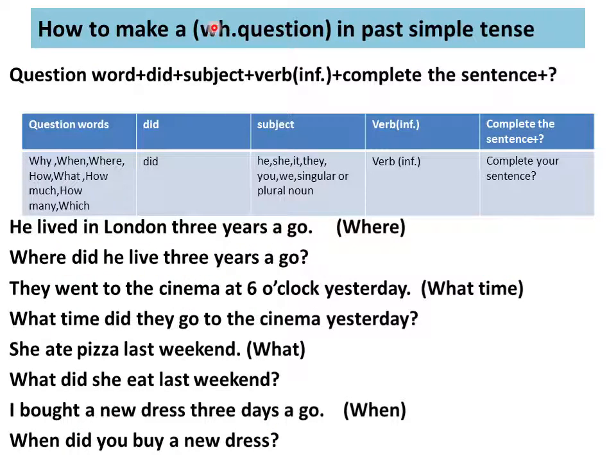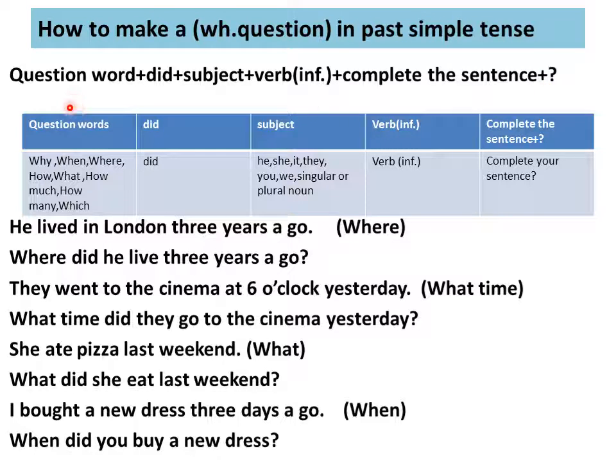How to make a WH question in past simple tense. As we took before, just start with the question word. And we said what? The helping verb is what? Did in past. Do you remember in present? Yes, in present we have do or does. Then the subject, then the verb in infinitive. Then complete your sentence and question mark.